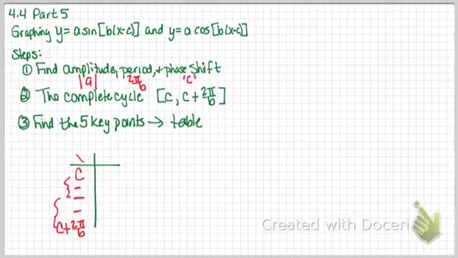So that would do our x values, and then remember our y values we're going to do like what we've been doing. We would multiply by a and then add our d value. Alright, so let's try that here in example 1.